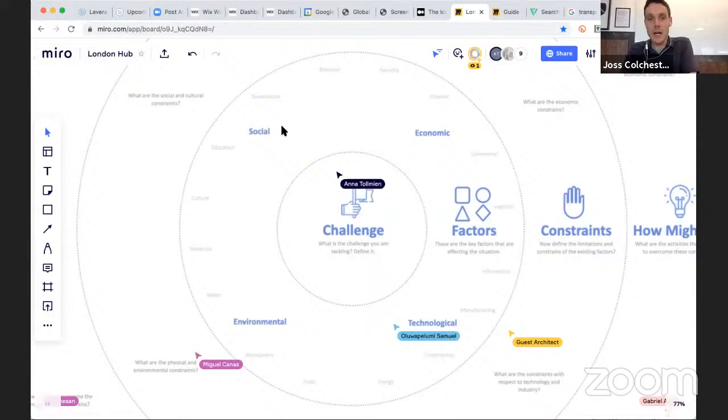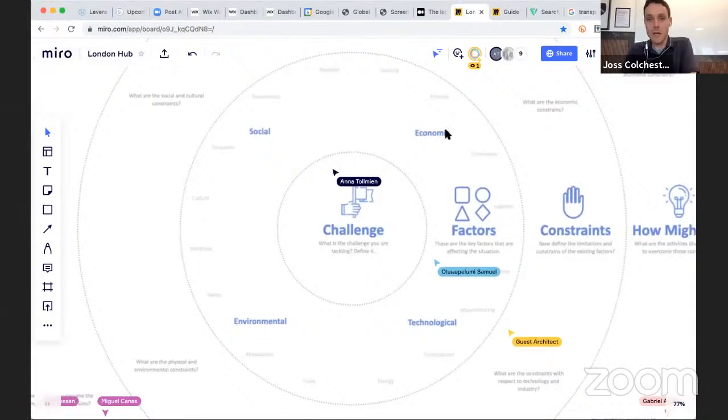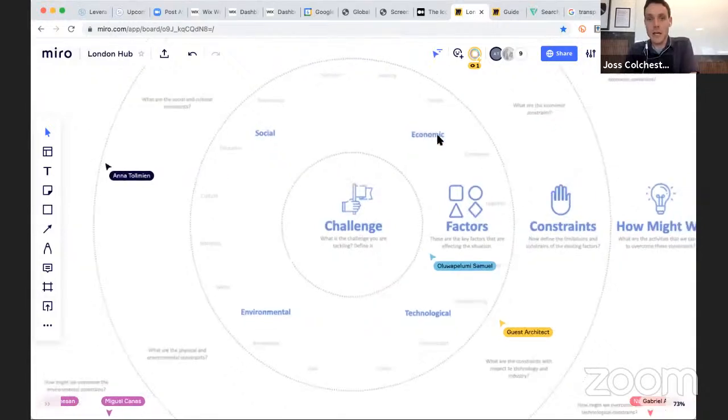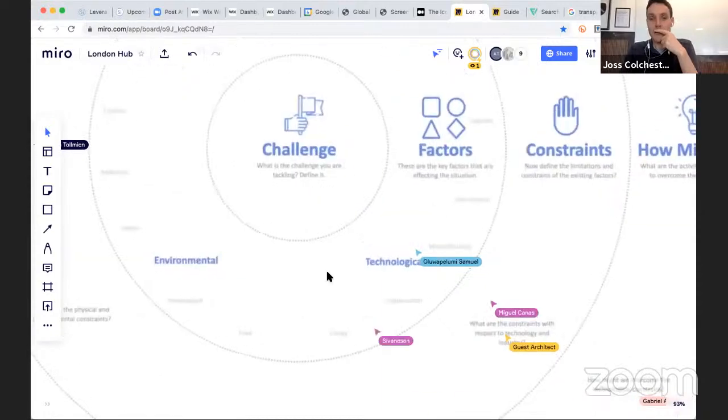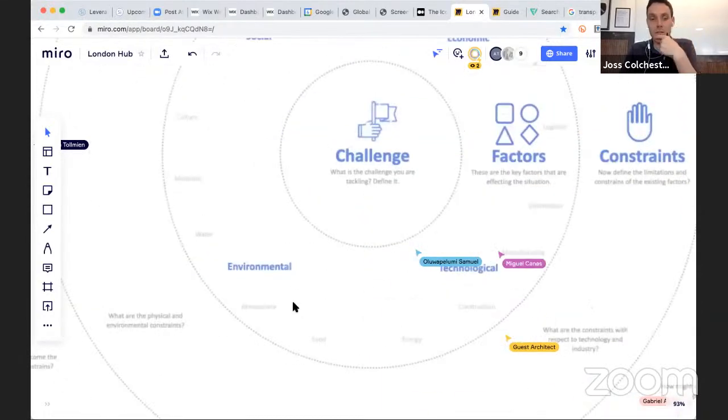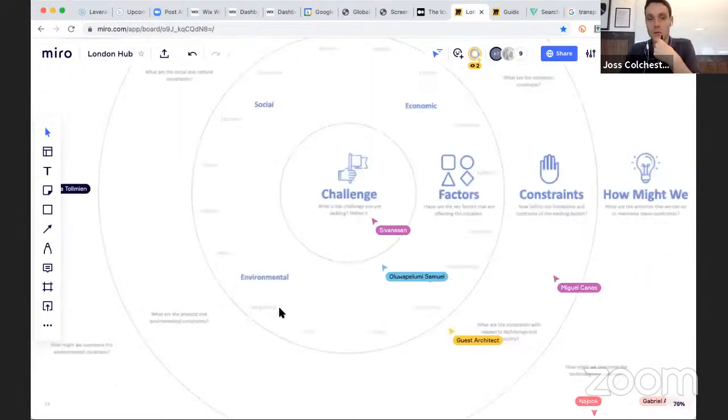So you can see up here are the social ones, such as culture, education, governance, behavior, and so forth. Over here are the economic ones, things around finance, commerce, logistics, security, and so forth. Down here, technological, energy, construction, manufacturing, might be around information or information technology. Over here are environmental factors, materials, water, atmosphere, food, and so forth.